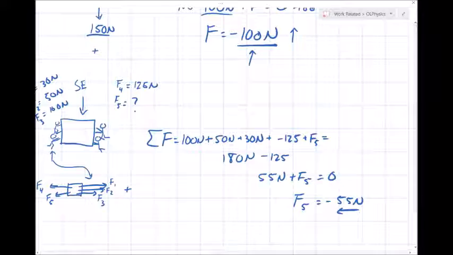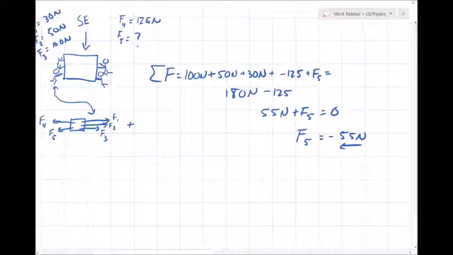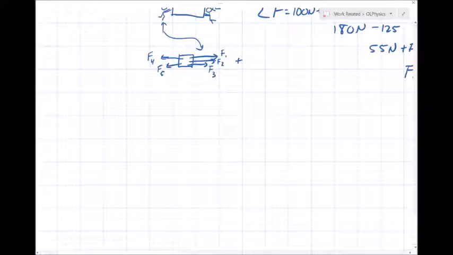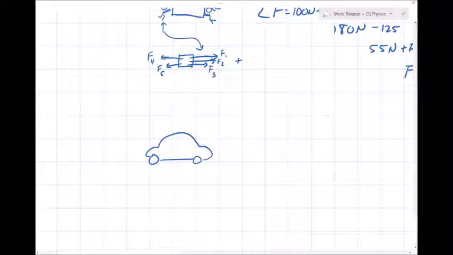Maybe you're wondering about something that's going at a constant velocity. So let's look at a car. So let's say a car is on cruise control. And they're going at a constant 35 meters per second. What is the sum of forces on this?